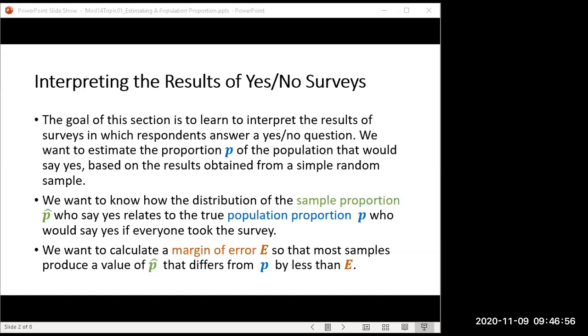And so we don't expect the sample proportion, the P hat, to be exactly the same as the P, but it might be close. In fact, what we want to do is to calculate a margin of error so that most samples, and in this class we'll do either 95% or 90% or 99%. But let's say, just for the example, the margin of error could be calculated so that 95% of all the possible samples would produce a sample proportion that differs from the true proportion by less than E.